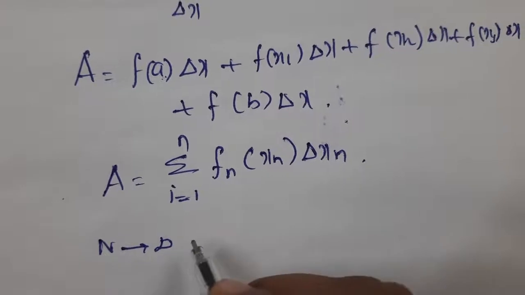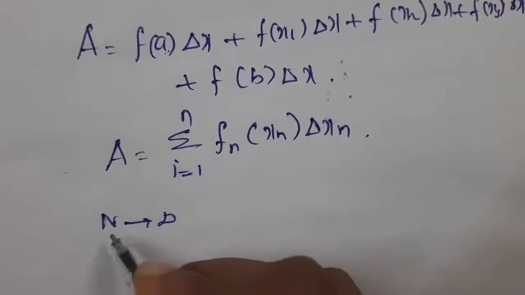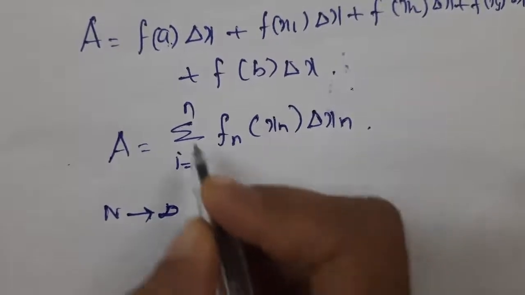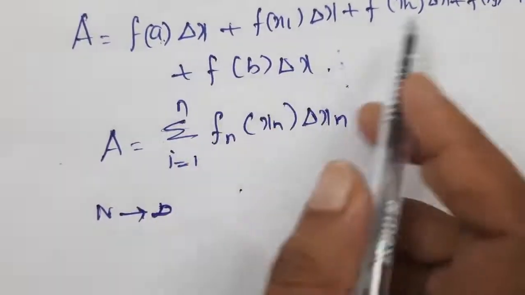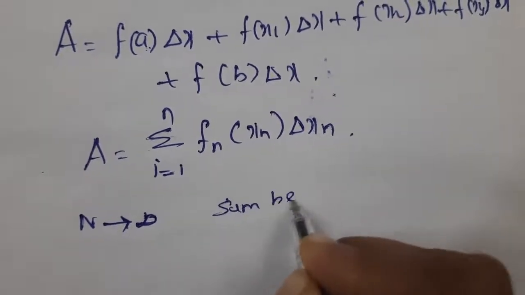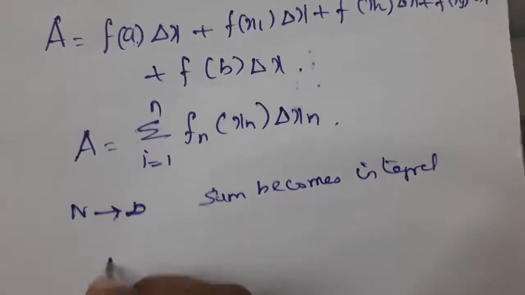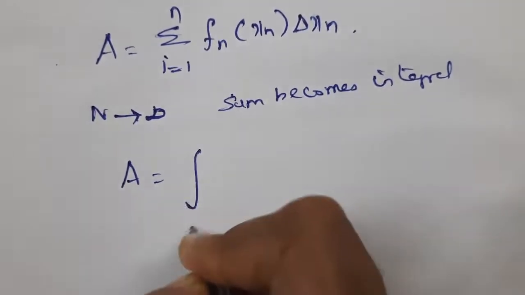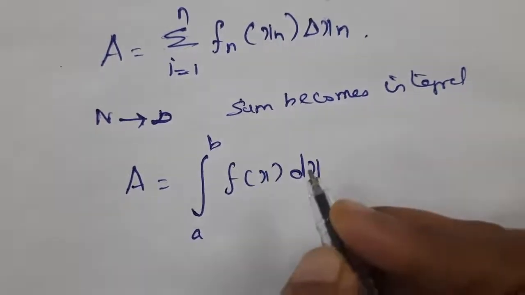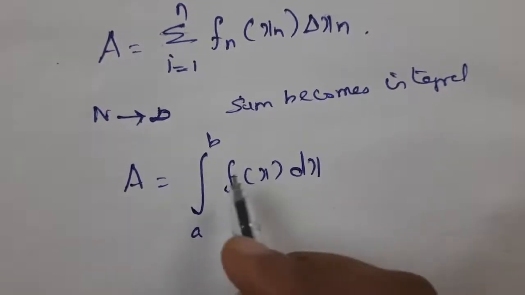Is it easy to add all the infinite rectangular strips? No, isn't it? So when n tends to infinity, this sum becomes an integral. Sigma means summation, adding all those things. So the sum tends to integral. Sum becomes integral. So we can write A equal to integral a to b f of x dx. So this is the integration process.